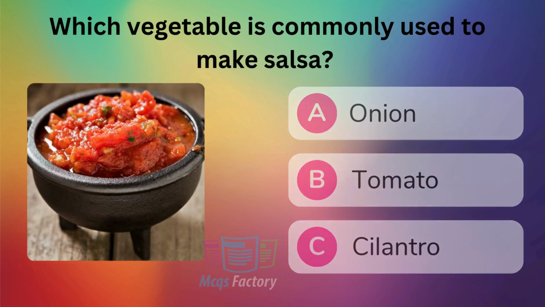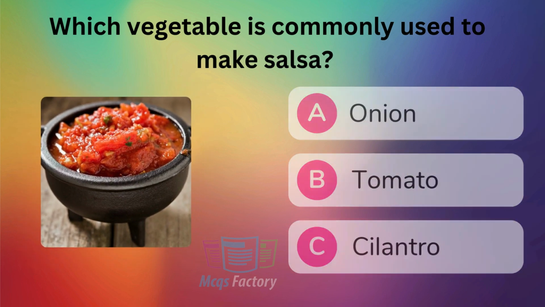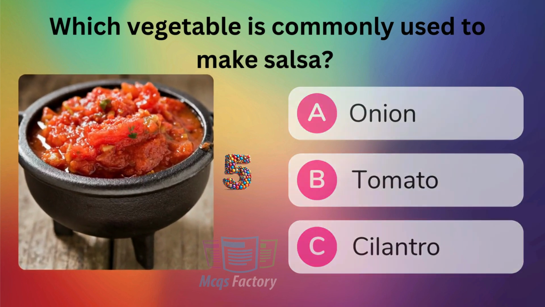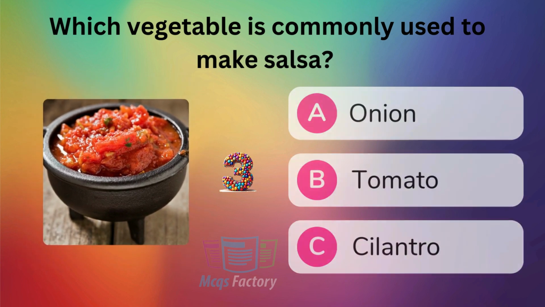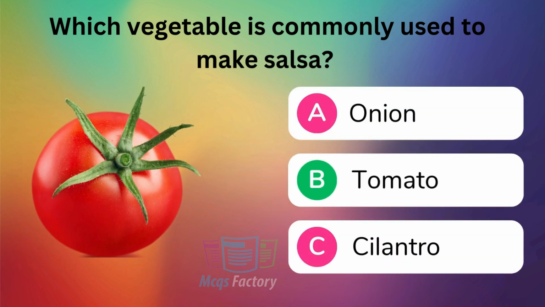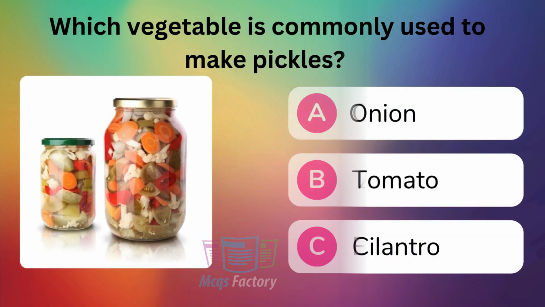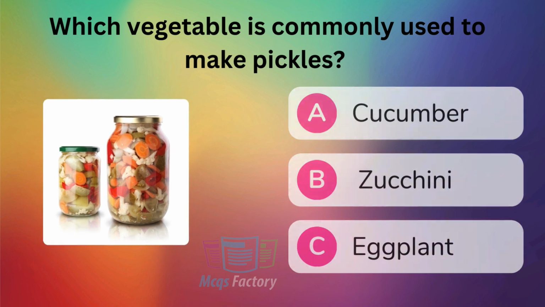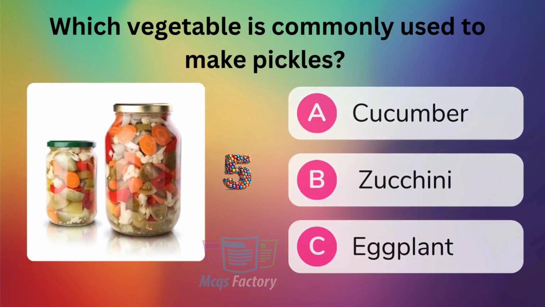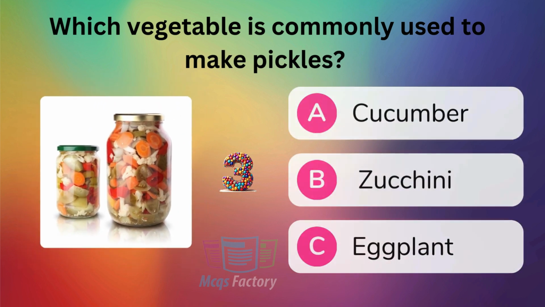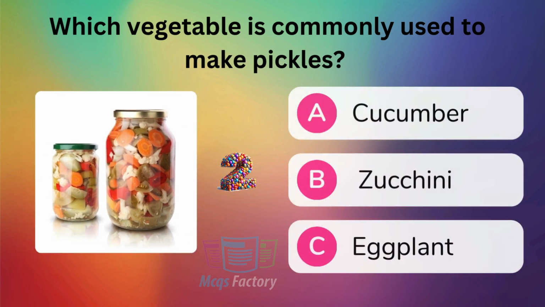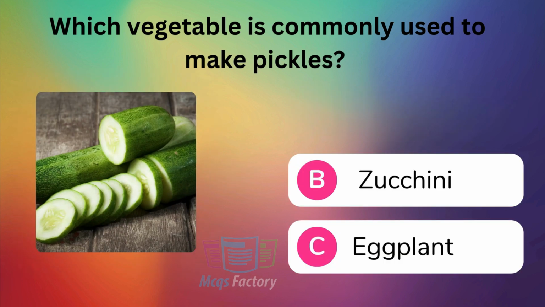Which vegetable is commonly used to make salsa? Onion, tomato, cilantro. 5, 4, 3, 2, 1. Tomato. Which vegetable is commonly used to make pickles? Cucumber, zucchini, eggplant. 5, 4, 3, 2, 1. Cucumber.